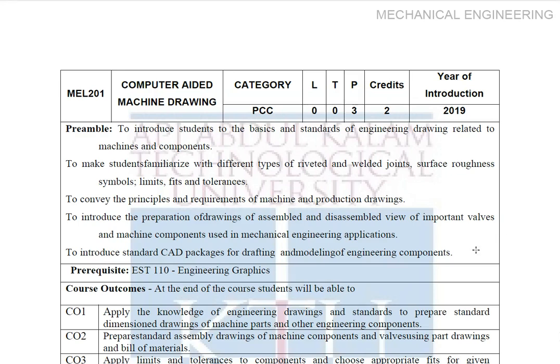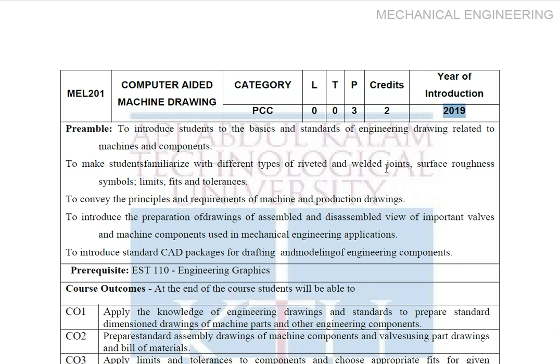Students, welcome to the course on computer-aided machine drawing. The code for this course is MEL 201. It is all about computer-aided machine drawing. It is a 2 credit course, and it is as per the new 2019 syllabus.